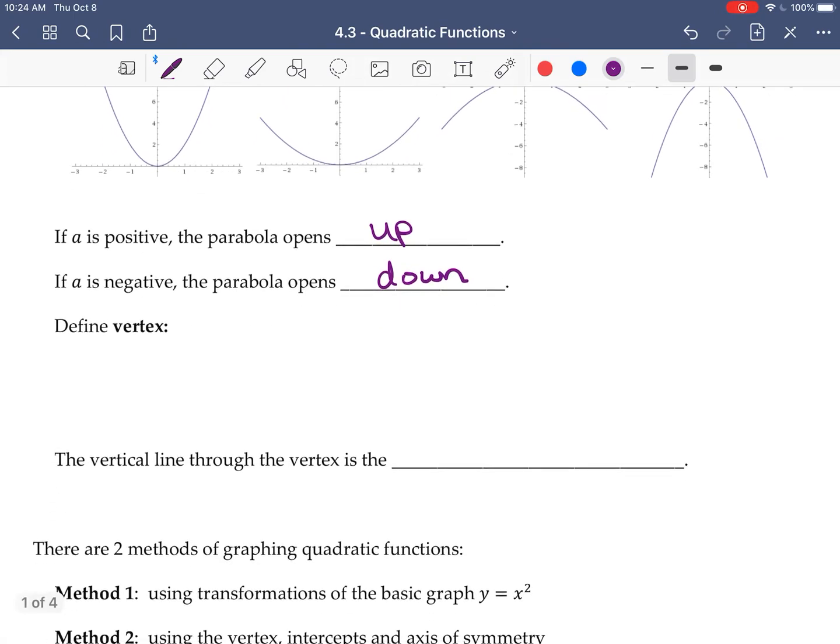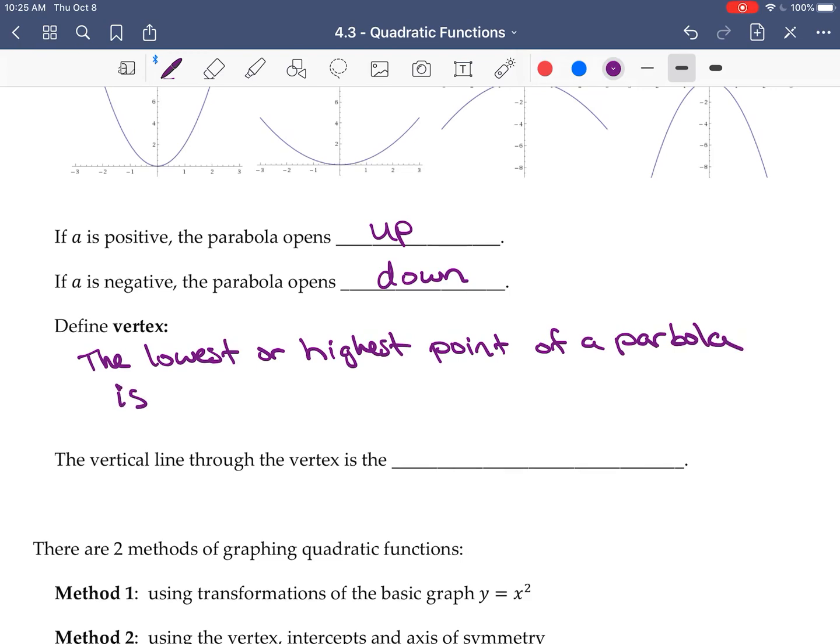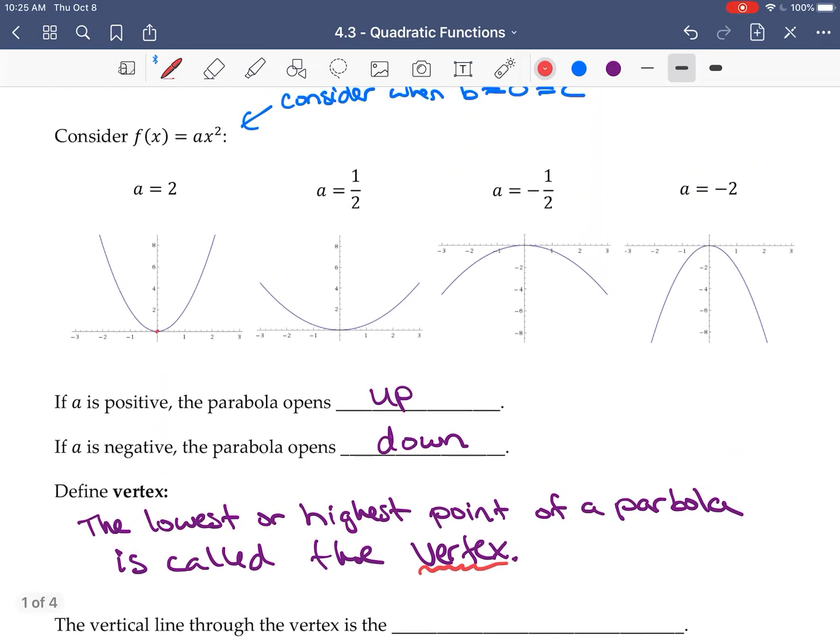Now we talk about this special point on the parabola. It's called the vertex. So this is the lowest or highest point of a parabola. That's what we call the vertex. On these graphs above, the vertex never actually moved. In all of them, the vertex would be at 0, 0.